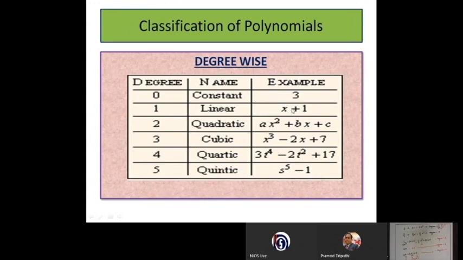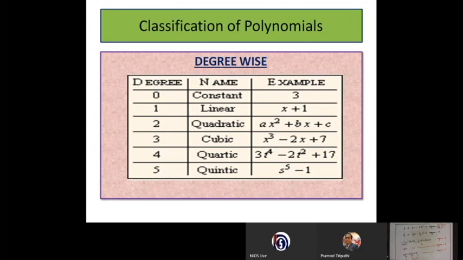Quadratic polynomial, ax square plus bx plus c. Cubic polynomial, x cube minus 2x plus 7. It is a cubic because the degree is 3. Quartic, and the polynomial with degree 5, in the case of x raised to the power 5 minus 1. Any polynomial with degree 5 is known as the quintic polynomial. I think it is clear, the quintic polynomial.